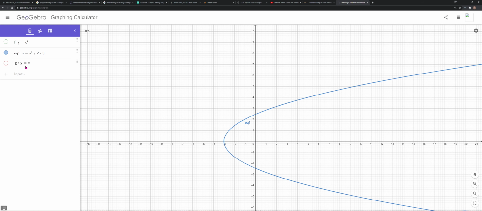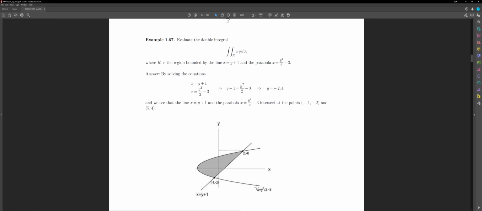So this is what your parabola x equals y squared on 2 minus 3 would look like, and that is what I have in my notes. When I'm working out this double integral, I want a region bounded by this straight line x equals y plus 1 and your parabola x equals y squared on 2 minus 3. The region bounded over here is this dark gray region.